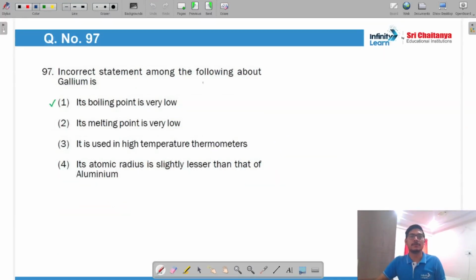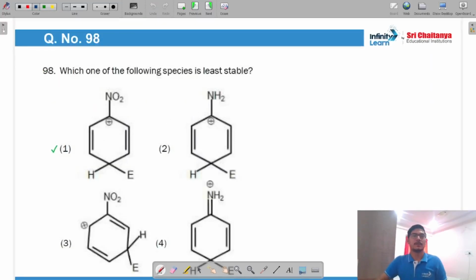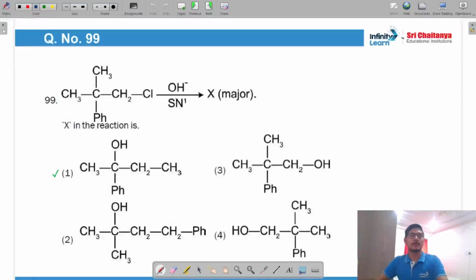The incorrect statement about gallium is that its boiling point is very high and its melting point is very low. So it has a wide temperature range in the liquid phase. So that's why it's used in high temperature thermometers. Which of the following species is least stable? This one, because the carbon which carries the positive charge is directly joined to one of the most powerful electron withdrawing groups. So this is least stable.